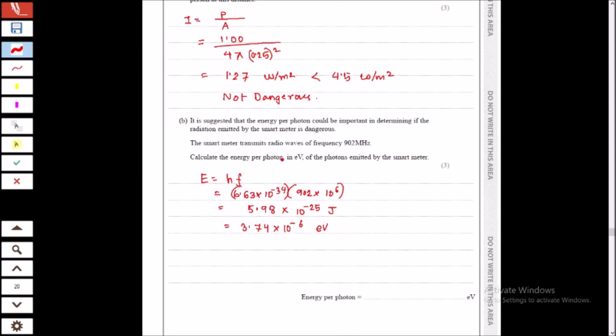Okay, so we have to calculate the energy of the photon, which is given by hf. H is the constant and f is the frequency that is given. You just input the value. The only additional thing that you have to do by yourself is convert this joule into electron volt. How do you do that? In order to convert joule to electron volt, divide the joule value by 1.6 times 10 to the power minus 19.